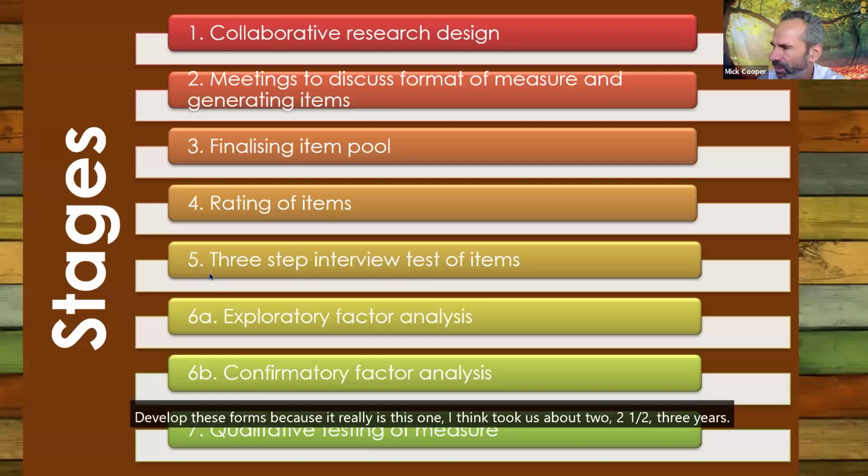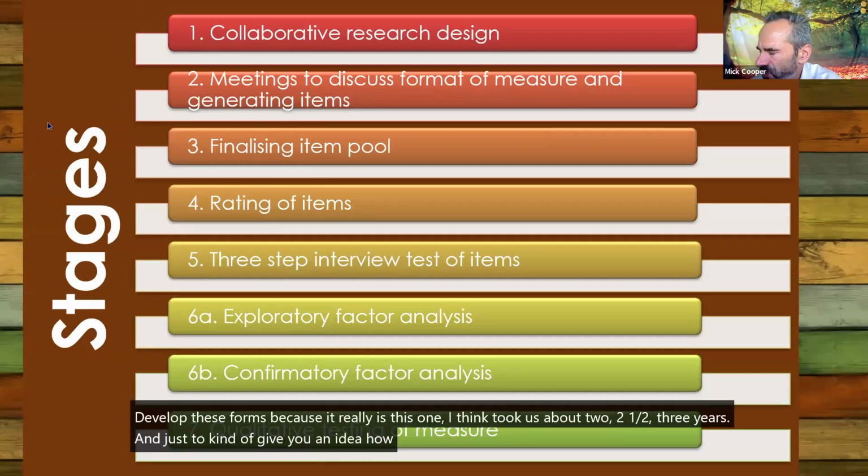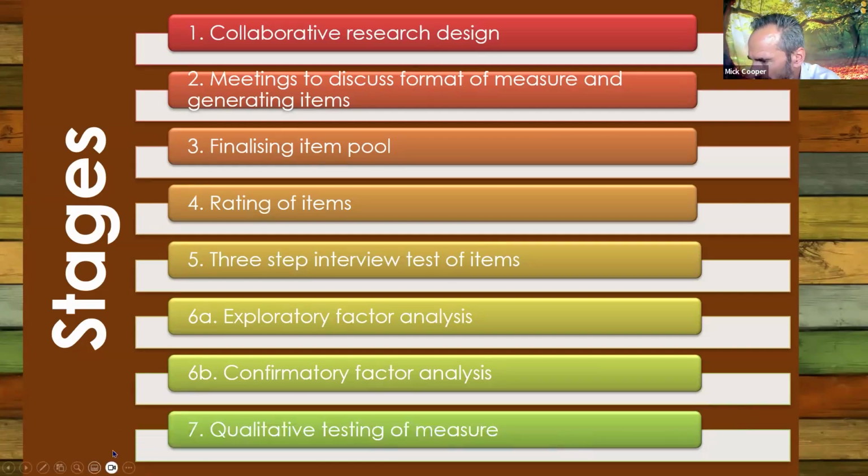I know that sometimes you look at these forms and you think somebody must have done that on the back of a fag packet, so to speak. But I just want to say a little bit about how we develop these forms, because it really is a long process. This one took us about 2.5, 3 years. And just to give you an idea of how they evolve, this one went through 7 stages.